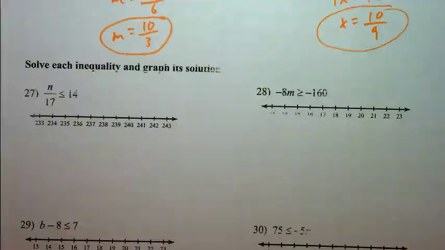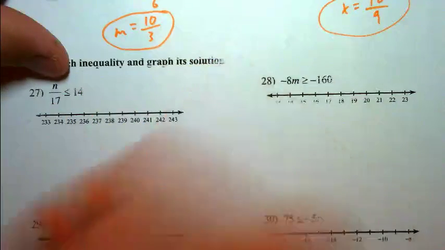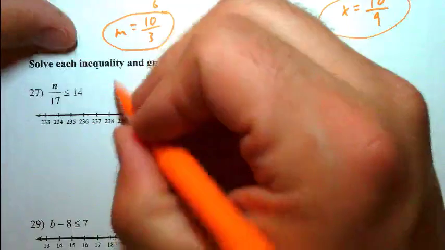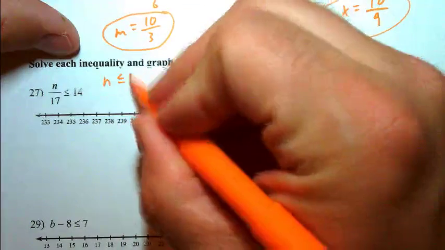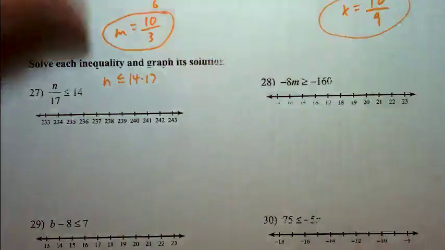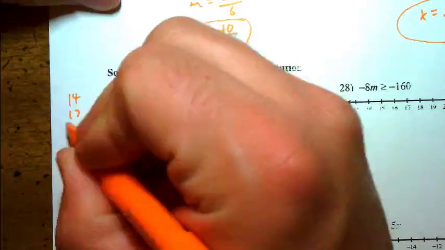Now, in the next and the last final section, we're solving the inequalities and graphing the solution. So in this one, we first move the 17 over by multiplying by 17. So we're going to have n is less than or equal to 14 times 17. I don't have a calculator sitting by me right now, so I'm just going to multiply that by hand.